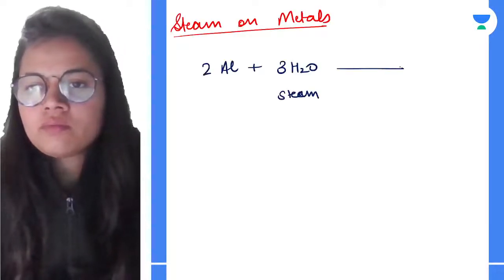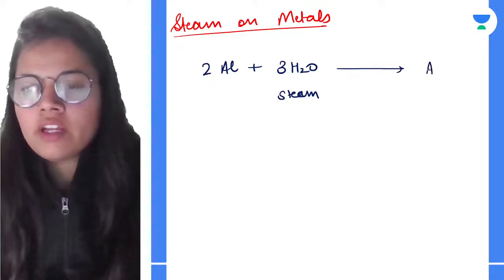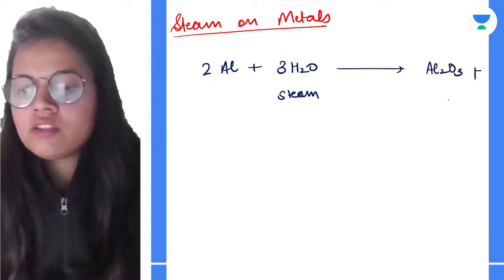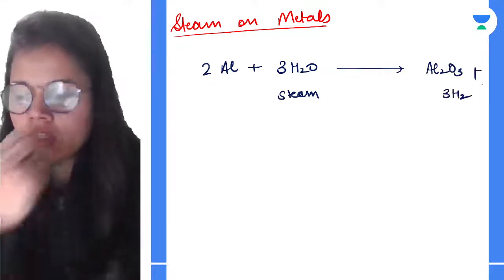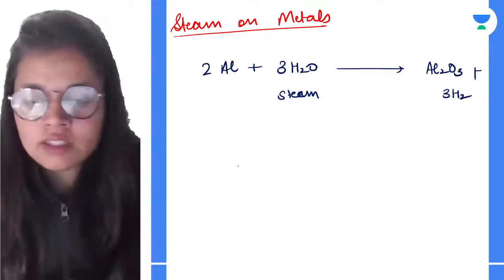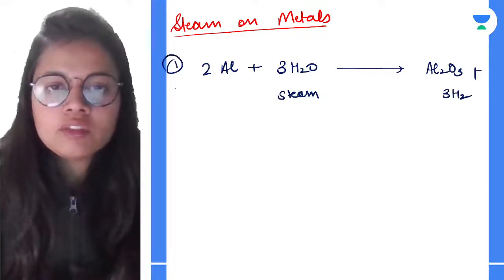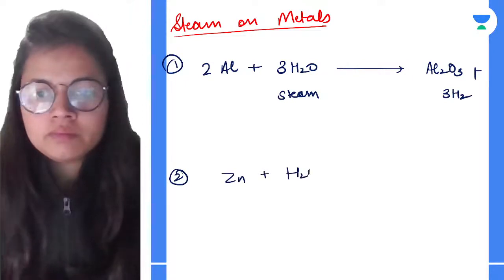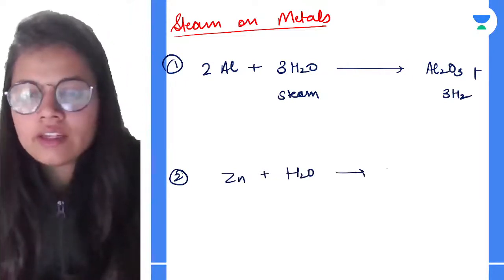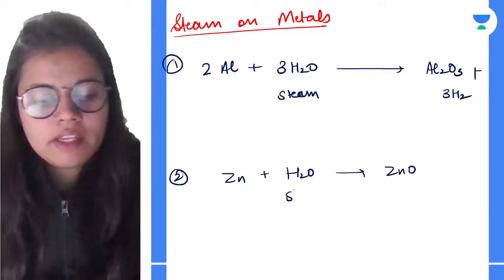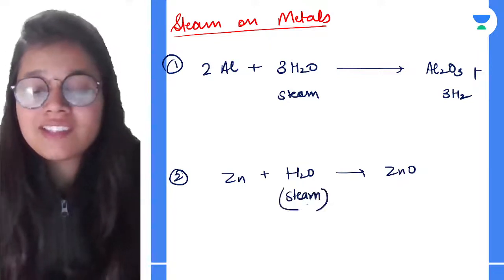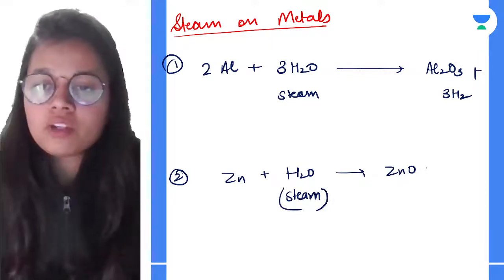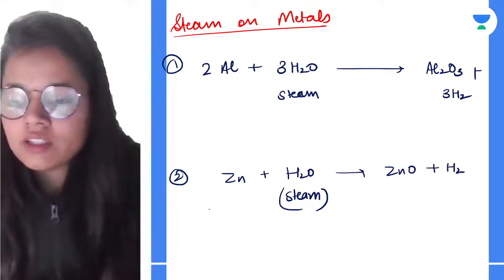So it forms aluminium oxide plus hydrogen. This is the reaction that happens. If I talk about zinc, it again forms zinc oxide. Please don't forget to mention steam or cold water or hot water, whatever the condition is.